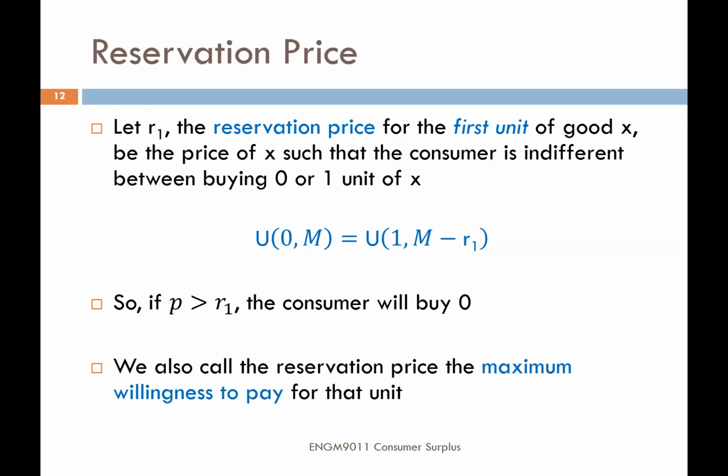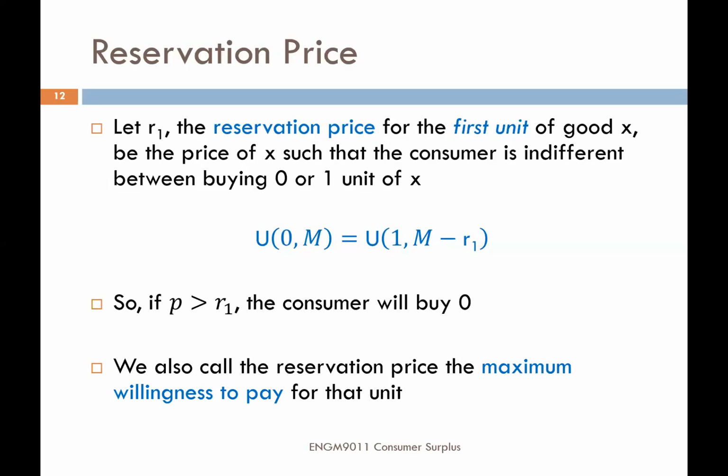As an alternative, we often call the reservation price the maximum willingness to pay. And you can see why, therefore, right? If the price is greater than R1, you won't buy any. So the maximum you want to pay for that first unit is R1. All right, so it's just another name for it. Okay, so that's what we did for the first unit.